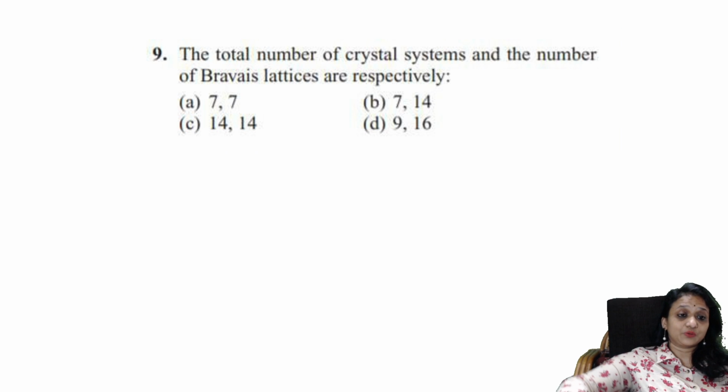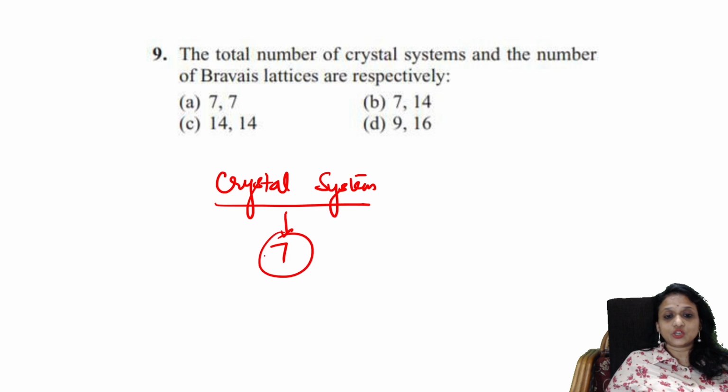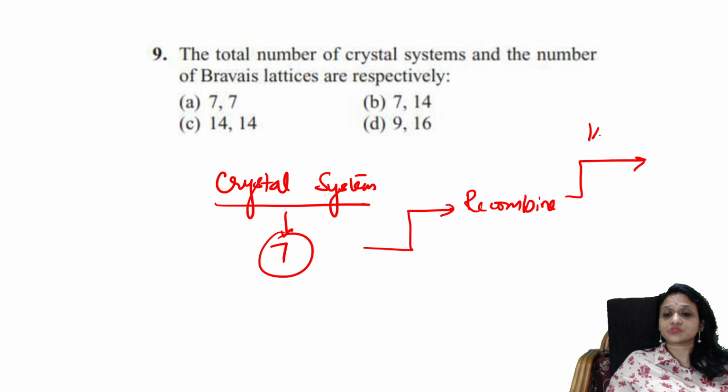Question number 9. Wow. The total number of crystal systems and the number of Bravais lattices are what? Right. Basically, students, always remember. Crystal systems are 7. What are they? Yes, right. You all know. Correct. Cubic, tetragonal, orthorhombic, rhombohedral, hexagonal, triclinic, monoclinic. You remember? Hexagonal, like that. These 7 crystal systems, they recombine and form 14 lattice types. These 14 are nothing but Bravais lattices.